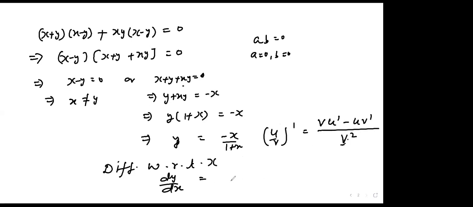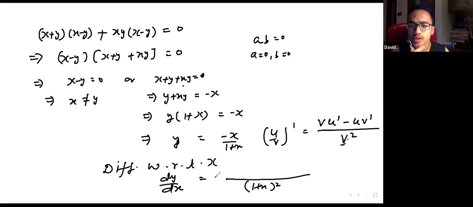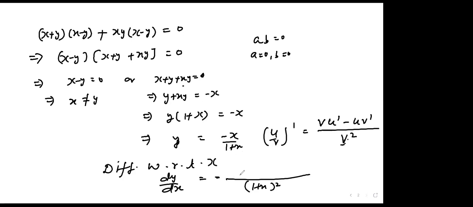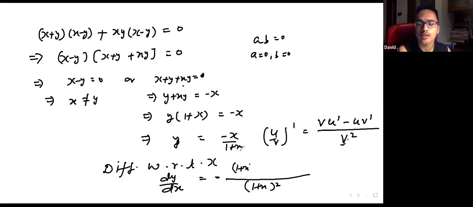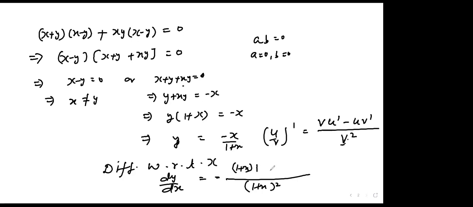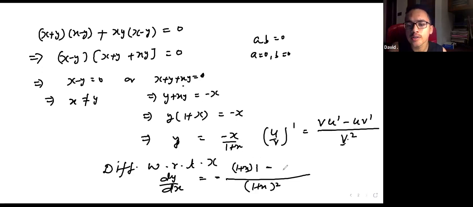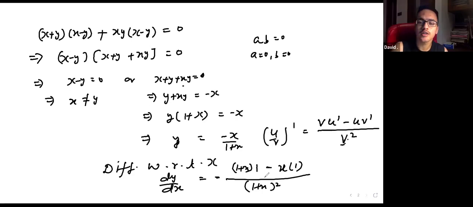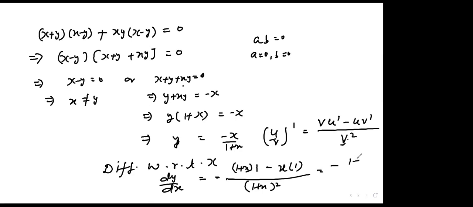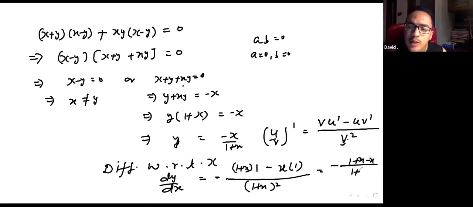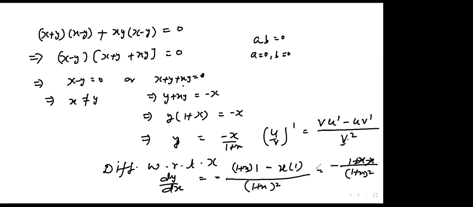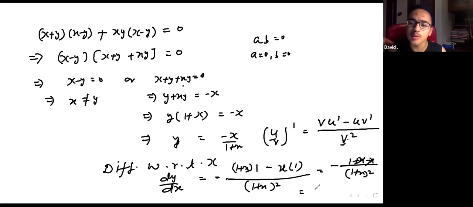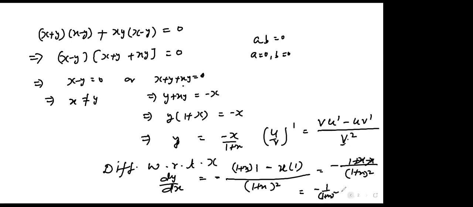So we have 1 plus x whole square. Take minus sign outside. So then 1 plus x, and derivative of x is 1, isn't it? Yes, sir. Minus x into derivative of 1 plus x, which is 1. So then we have minus 1 plus x minus x upon 1 plus x whole square. So x got cancelled, and you get minus 1 by 1 plus x square. And that we had to prove.